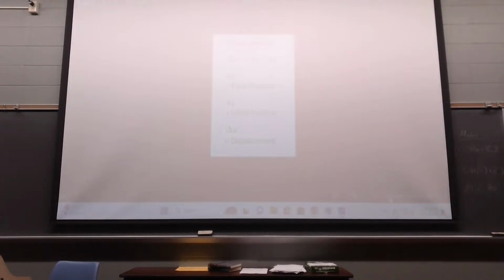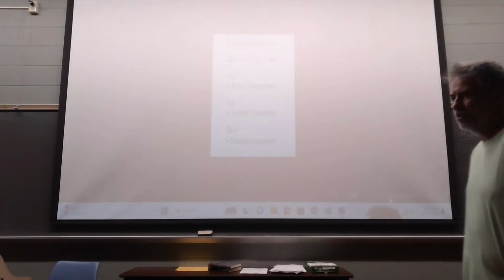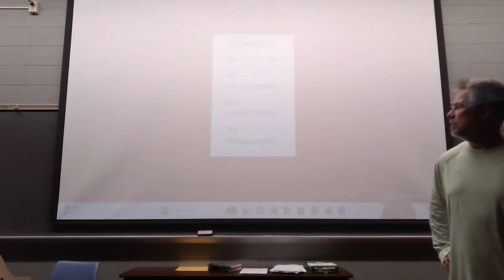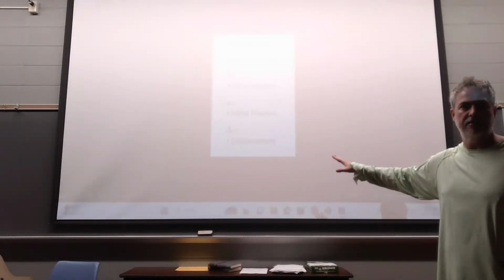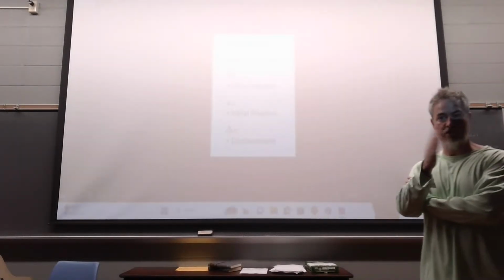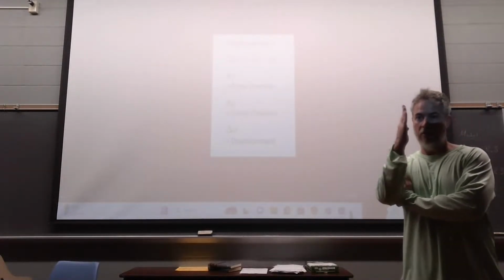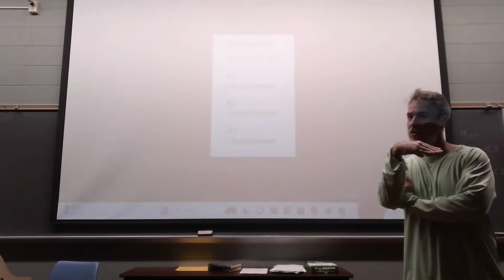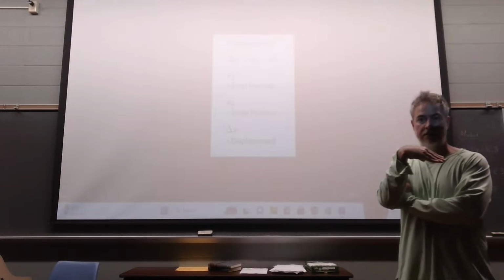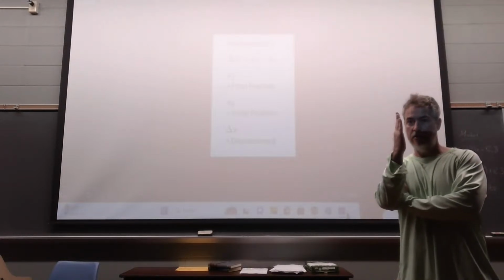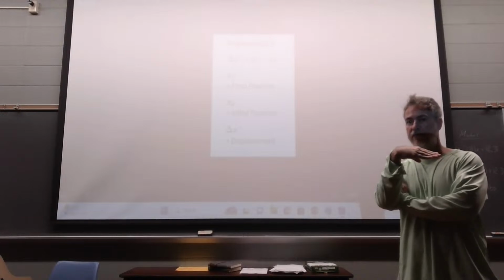Ta-da! Okay. So initial position is where are you at? Final position would be where are you going? And the change in those two would be your joint displacement, angularly, right? Rotational displacement. Where am I at? Where did I go? How did I have to displace to get there? How did I have to move to get there?